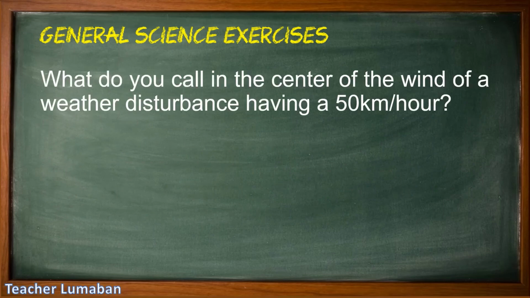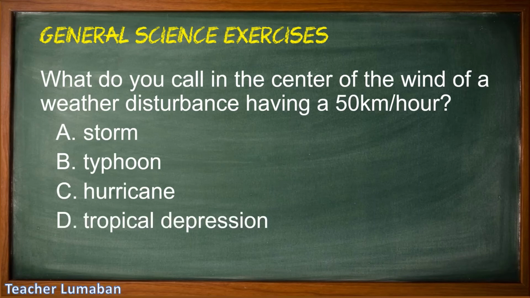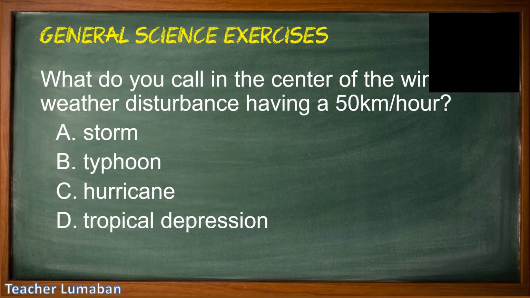What do you call the center of the wind of a weather disturbance having 50 km/h? Letter A, storm. Letter B, typhoon. Letter C, hurricane. Letter D, tropical depression. Please choose the suitable answer to the following choices in 5 seconds.